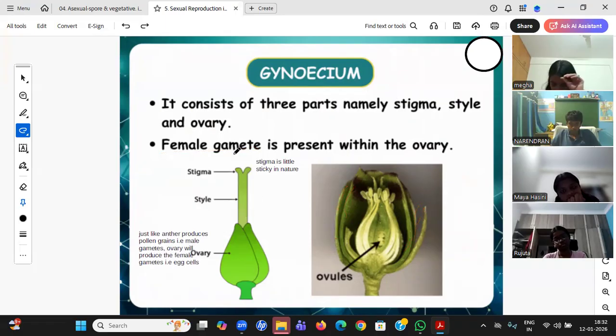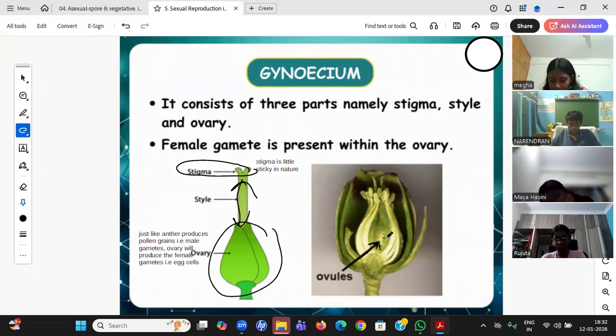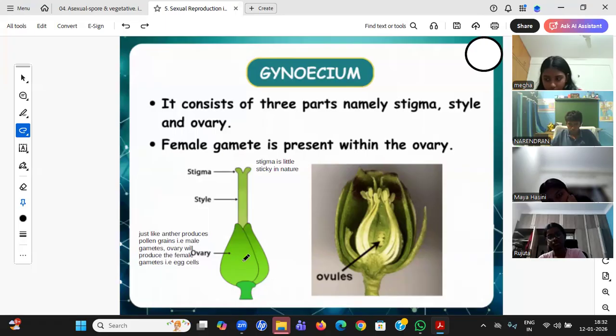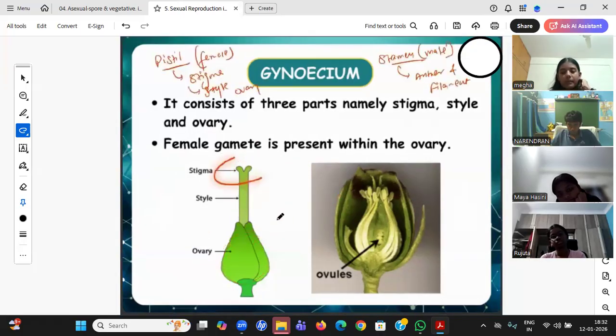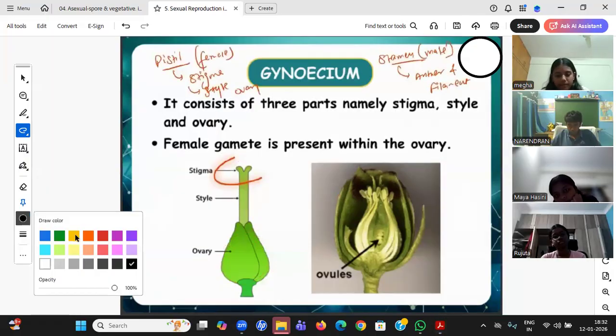Understood, students? There are many things to remember. Stigma, style, ovary. In the ovary, we have the ovule. This is the ovule, and this is the egg cell, I guess. Let me go deeper after two or three slides. Till here, you understand this particular part. Where is the female gamete? Inside the ovary there is a female gamete, the egg cell. So you all understood, right?